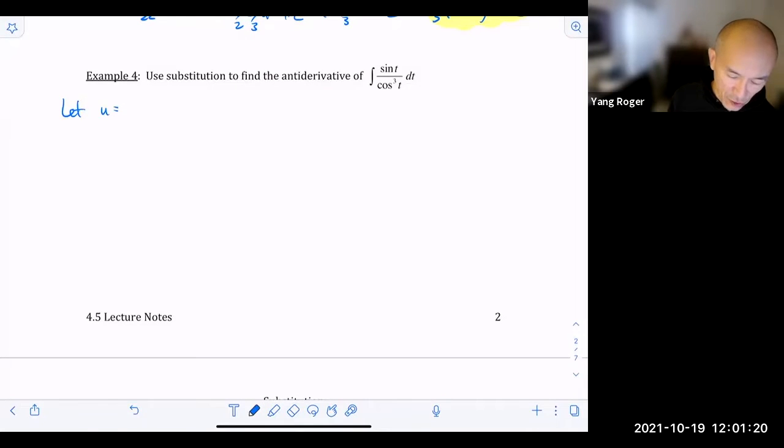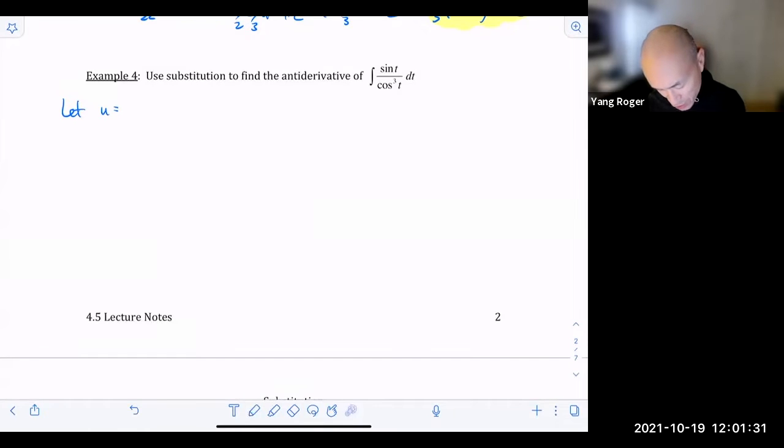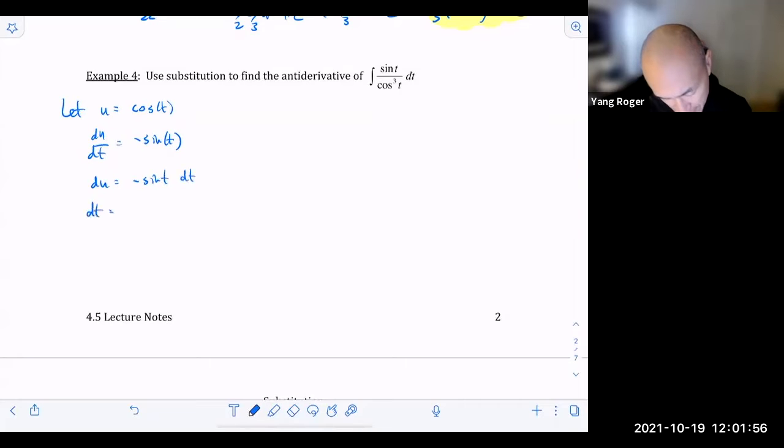You want to let u be a function where you see the derivative sitting off to the side, and it makes your integral look easier. So I don't know how to integrate cosine cubed. I only know how to integrate u cubed. So what I can do is let u be cosine of t. Then du dt is equal to negative sine of t, which means du is equal to negative sine of t dt, or dt is equal to du over negative sine of t.